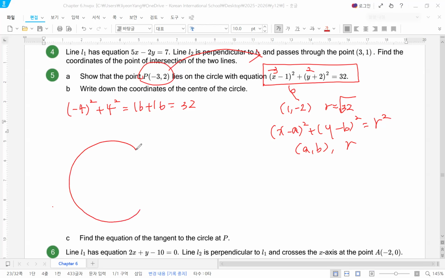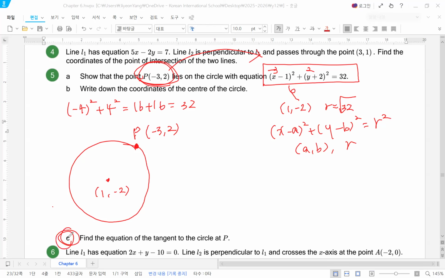So let's just draw a circle. Please draw a circle and mark a center. Write down its coordinate, which is 1, negative 2. Then since this point P lies on the circle, just mark a point, write down P and (-3, 2). You can draw the situation in this way. Do you understand? And then question B, Andre, please read it. We already did it. And question C, please, here.